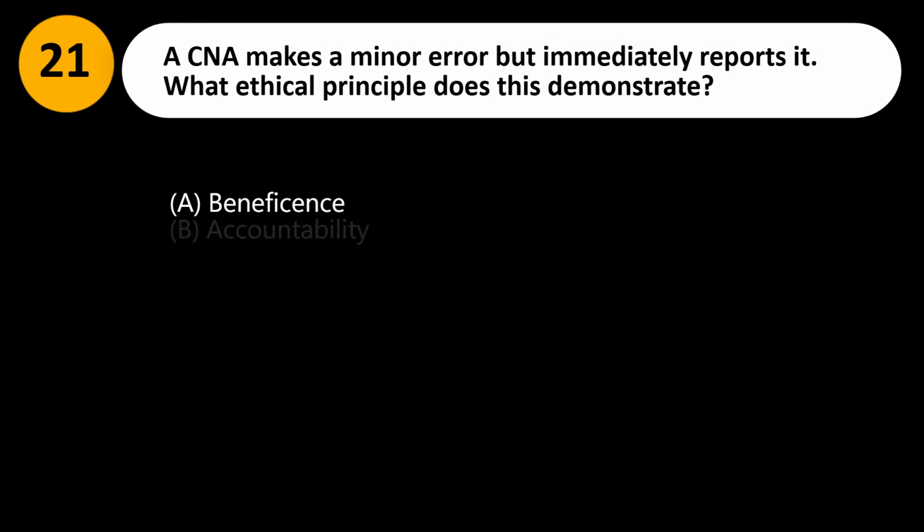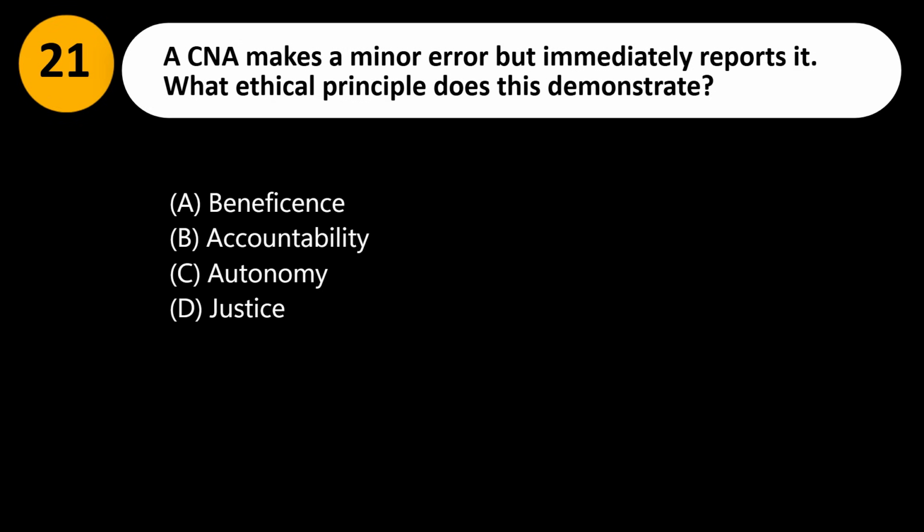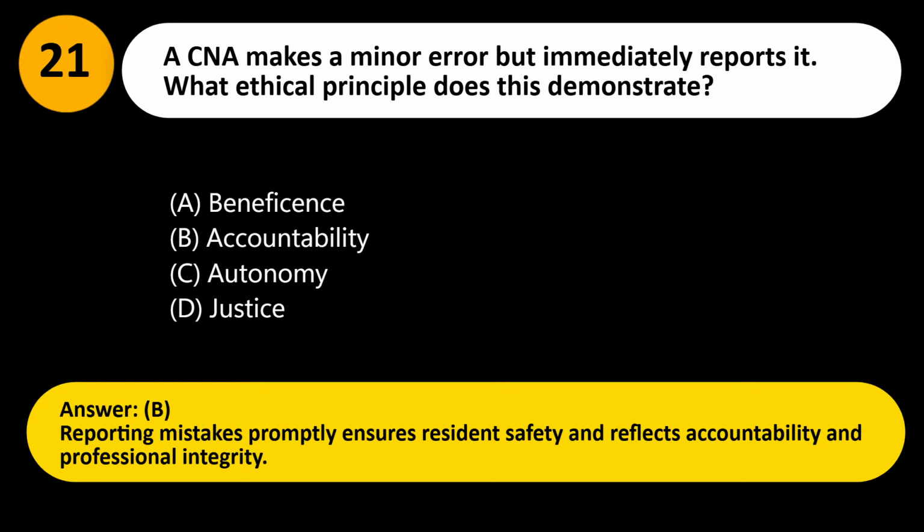A CNA makes a minor error but immediately reports it. What ethical principle does this demonstrate? A. Beneficence. B. Accountability. C. Autonomy. D. Justice. Answer: B. Reporting mistakes promptly ensures resident safety and reflects accountability and professional integrity.